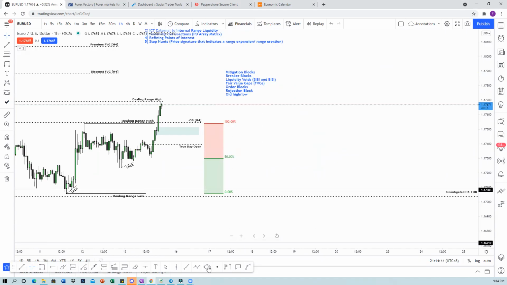Then when we go and look at a breaker block, we understand that a mitigation block is something that serves as a point of continuation. This high was an H1 breaker too. This is high.